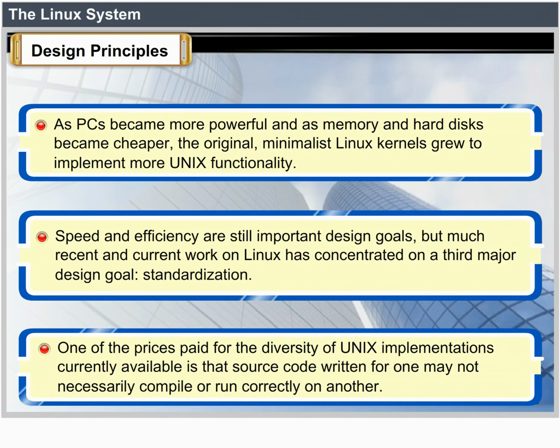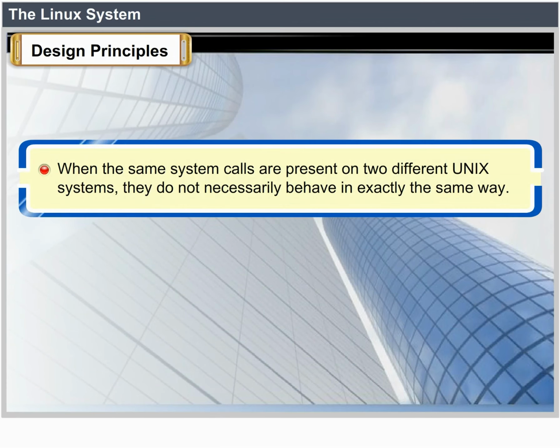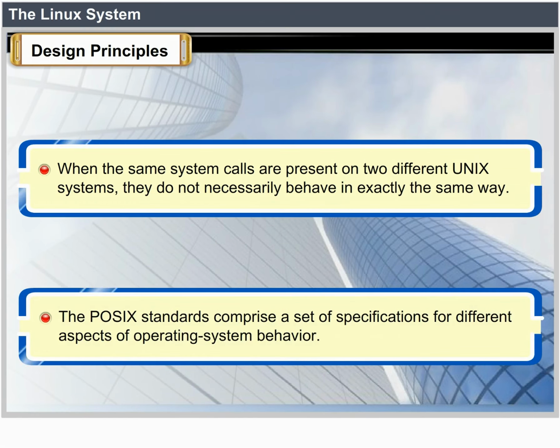One of the prices paid for the diversity of Unix implementations currently available is that source code written for one may not necessarily compile or run correctly on another. Even when the same system calls are present on two different Unix systems, they do not necessarily behave in exactly the same way. The POSIX standards comprise a set of specifications for different aspects of operating system behavior.